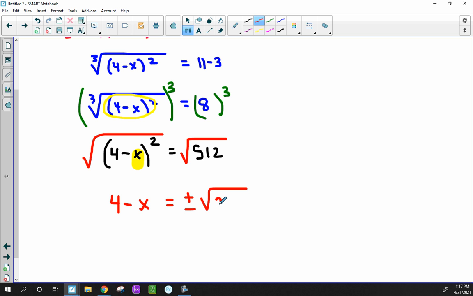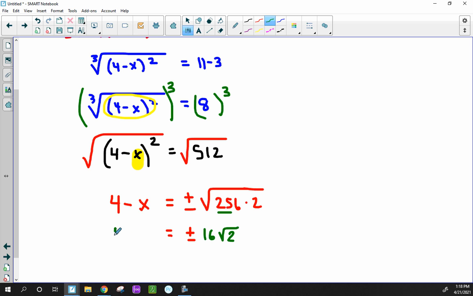256 is a perfect square, so we're going to write that as 256 times 2. And notice it took me a while to find that. Okay, I'm going to go ahead and simplify the right side. Moving down to the next step. The square root of 256 is 16, so we're going to pull that out in front. And then the 2 is going to stay underneath the radical.